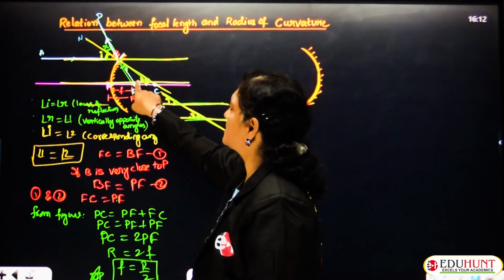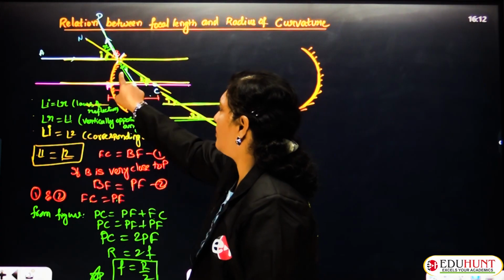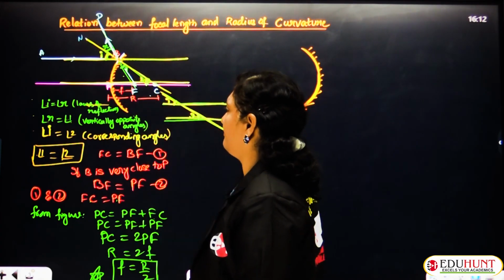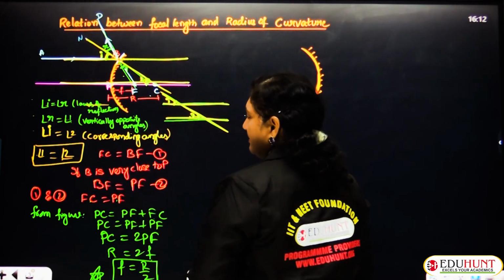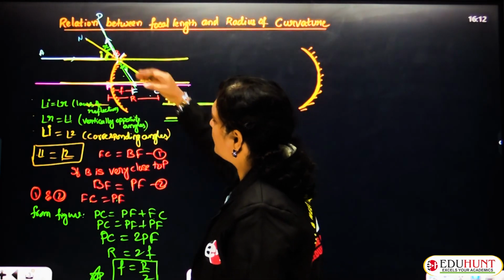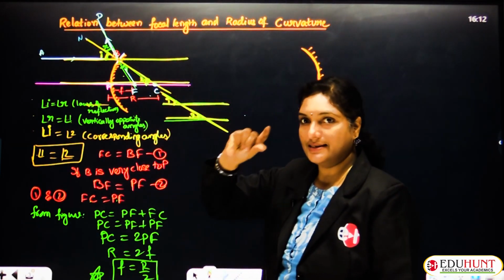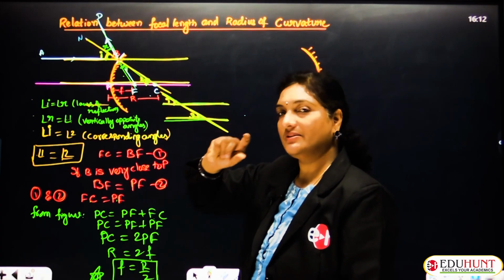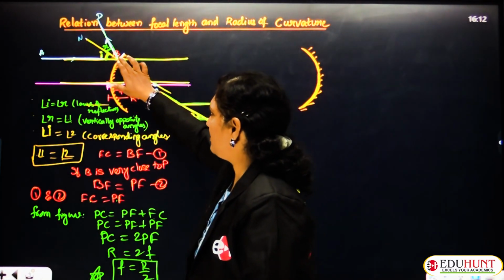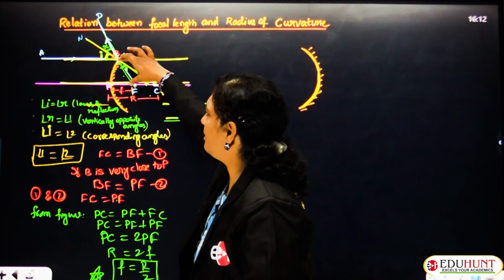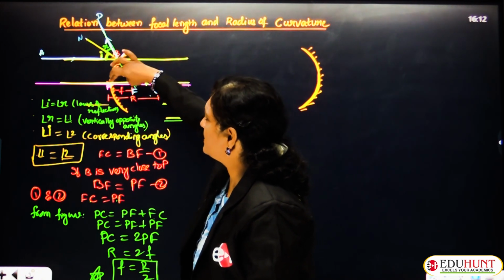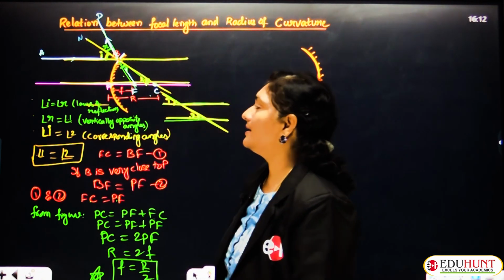So the side opposite to angle 1 is FC and the side opposite to angle 2 is BF. So FC is equal to BF. And if you consider that for a small aperture, a small sized mirror, B will be very close to P. So instead of writing BF, as B is very close to P, I can even write it as PF.